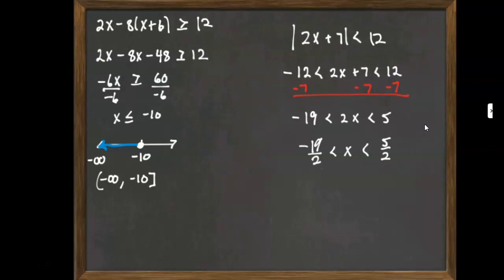And then we finish it off by writing the answer in interval notation. This compound one's a little easier because you have your left and right in front of you here. So we would just write it down as the interval from negative 19 halves to 5 halves. And we're using parentheses on both sides because neither one of those endpoints is included.